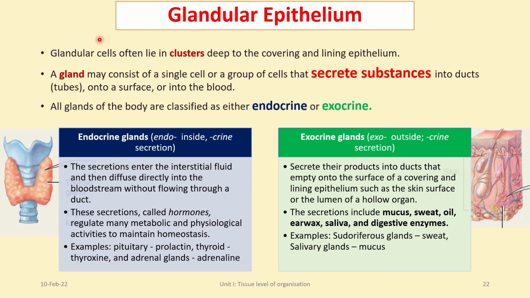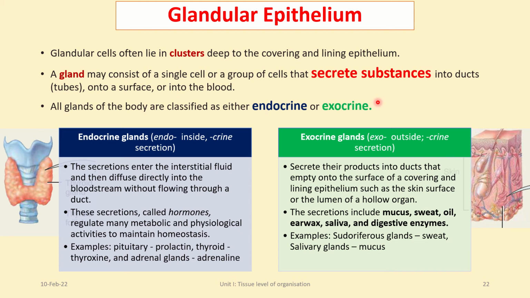The glandular cells or the glandular epithelial cells often lie in clusters and they lie very deep to the covering and the lining epithelium. Further, a gland may consist of either a single cell or a group of cells which secrete substances into ducts, which are nothing but tubes, or onto a surface or into the blood. Thirdly, all the glands of the body are either classified as endocrine glands or exocrine glands.